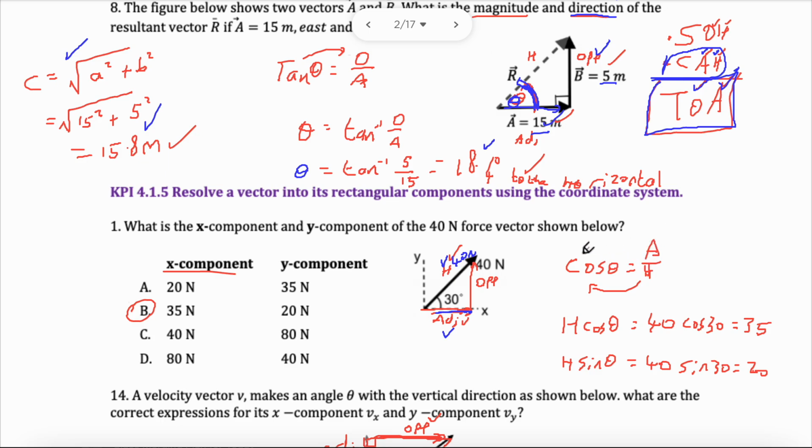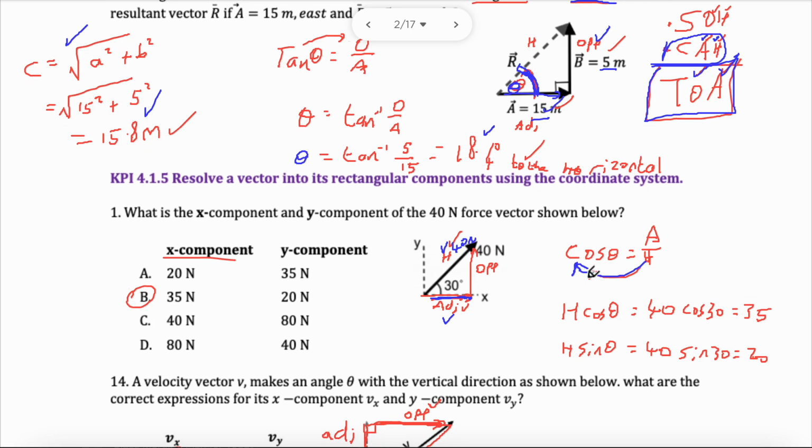I need A. I need this adjacent. I need to find this component. I will take my hypotenuse to the other side. By doing that, it will become H cos theta. 40 cos 30 is 35. The answer will be B. That's the only option that has 35. So the answer is going to be B.